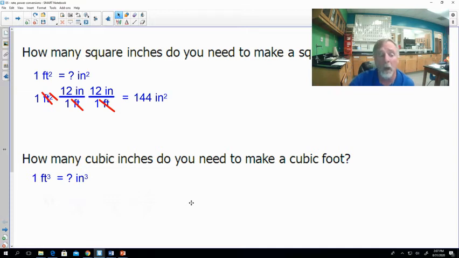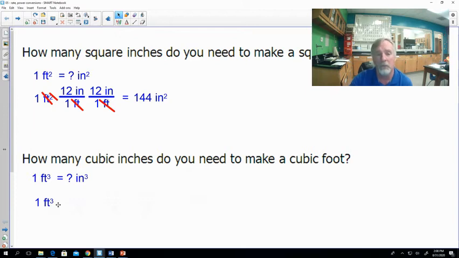So we're going to start it the same way. We're going to start off with what are we given? We're given our 1 cubic foot. We know we're going to inches. So we know our next factor is going to involve feet, and it's going to involve inches. So we have to write that as a ratio. It's 12 inches in a foot.